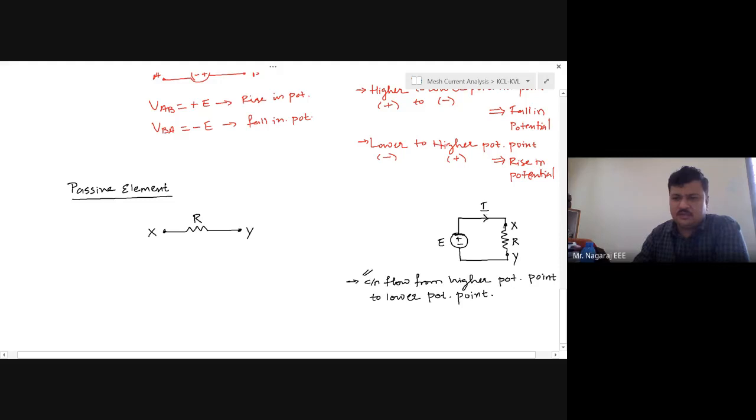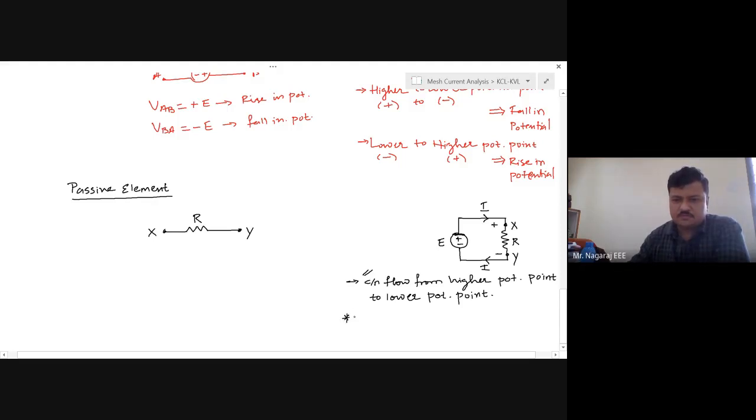Now the current is entering terminal X and leaving terminal Y. There is no other path for the current. It is entering terminal X, leaving terminal Y, and it has to flow from higher potential point to lower potential point. Therefore, terminal X will automatically be at higher potential and terminal Y at lower potential. Because current flows from higher to lower potential, the point where the current enters a passive element is at higher potential. You should make a note of this.